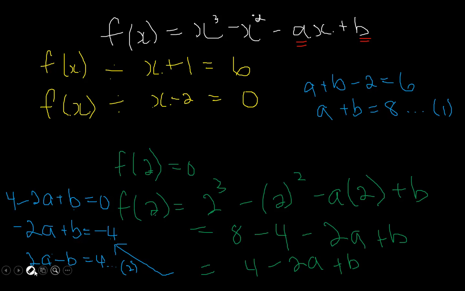Okay, cool. So I'm erasing this whole thing now. Remember, the goal is to find the values of a and b. I told you we have two equations. You have to solve them simultaneously to find the values of a and b. My first equation, I got a plus b is equal to 8, and then the second one was 2a minus b is equal to 4.